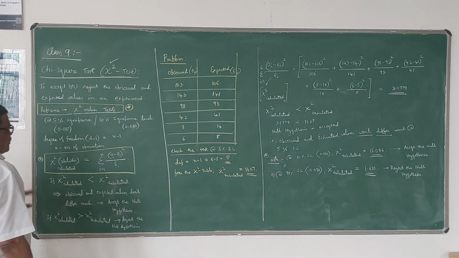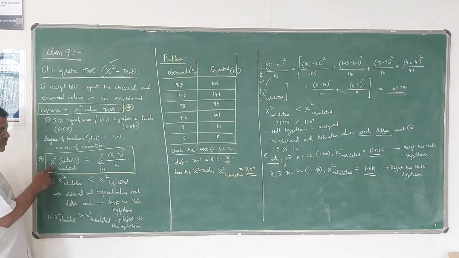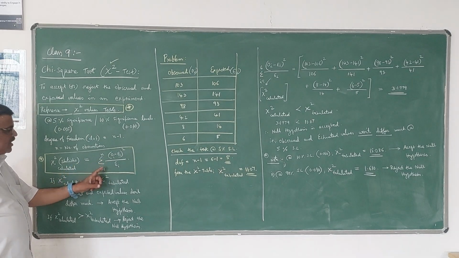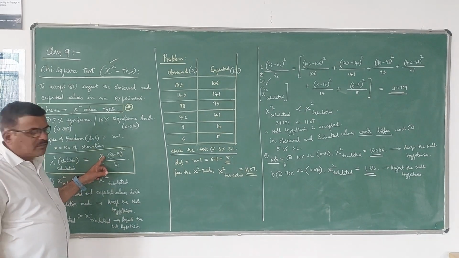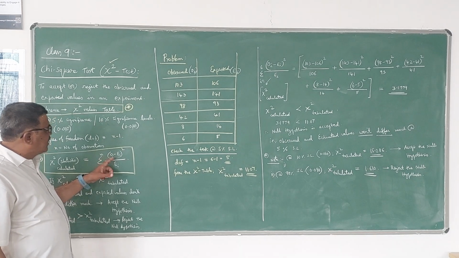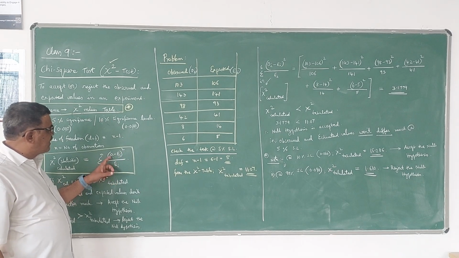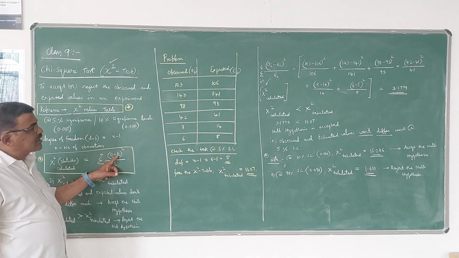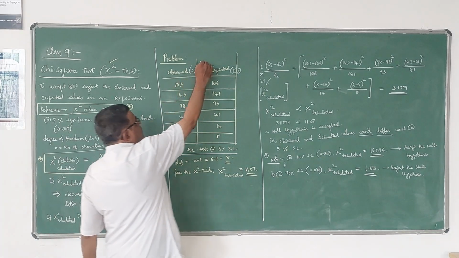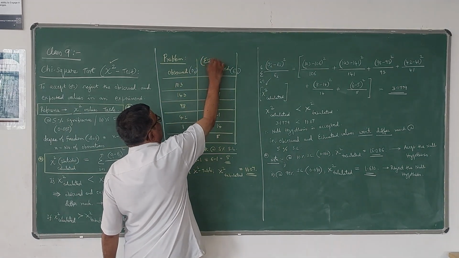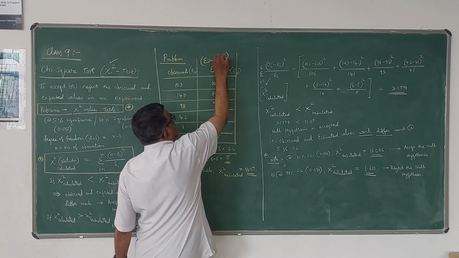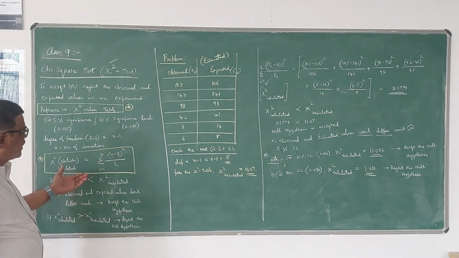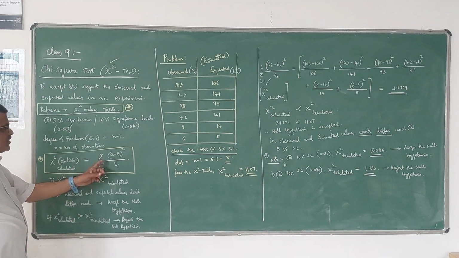Now the formula to find this chi-square, which is called a statistic. The formula is: sigma i equals 1 to n, where n is the total number of observations, (Oi minus Ei) whole square by Ei. Here Oi is the observed data, Ei is the expected or estimated data. The estimated data you can get from theoretical equations or distributions, like normal, binomial or Poisson distribution. So this is the formula.